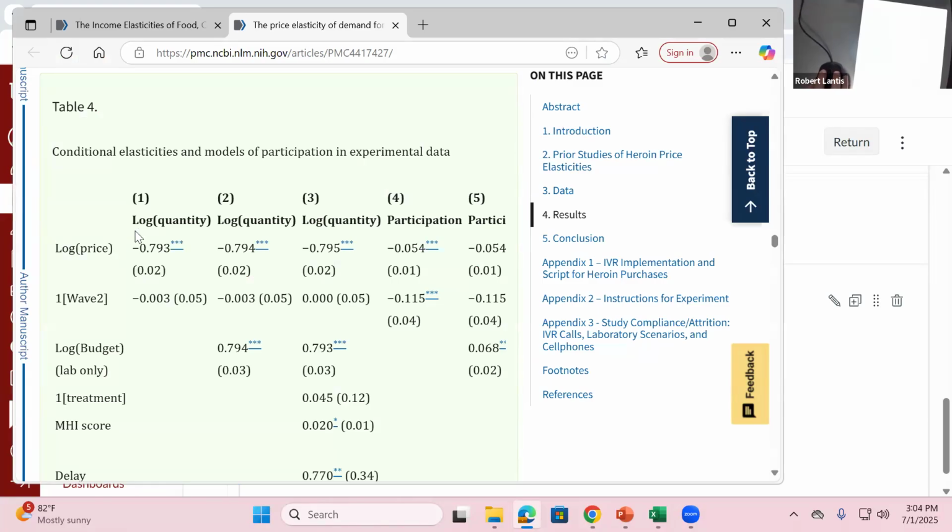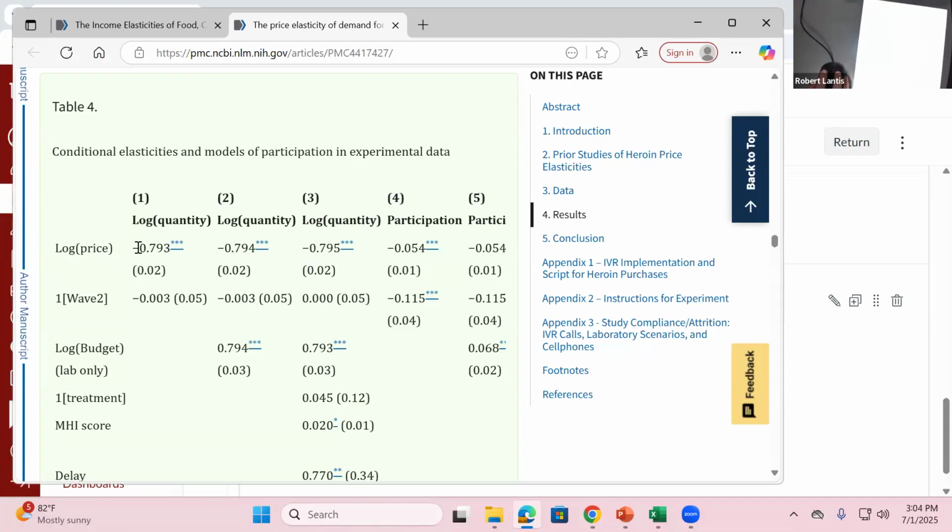Log price and log quantity is really just a way of looking at percent changes, not using the midpoint method. It's a slightly different method. So this is going to tell us that when the price changes, what's the response in the quantity demanded?